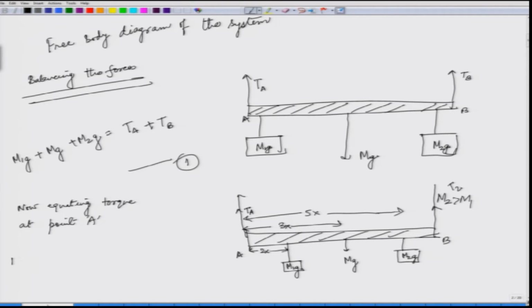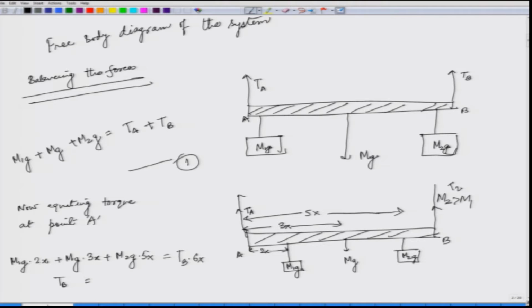This is like torque acting downwards, let us say m1g into 2x plus mg into 3x plus m2g into 5x. This must be equal to torque Tb into 6x. Since the system is not rotating, it must be balanced, and from here we can derive Tb.